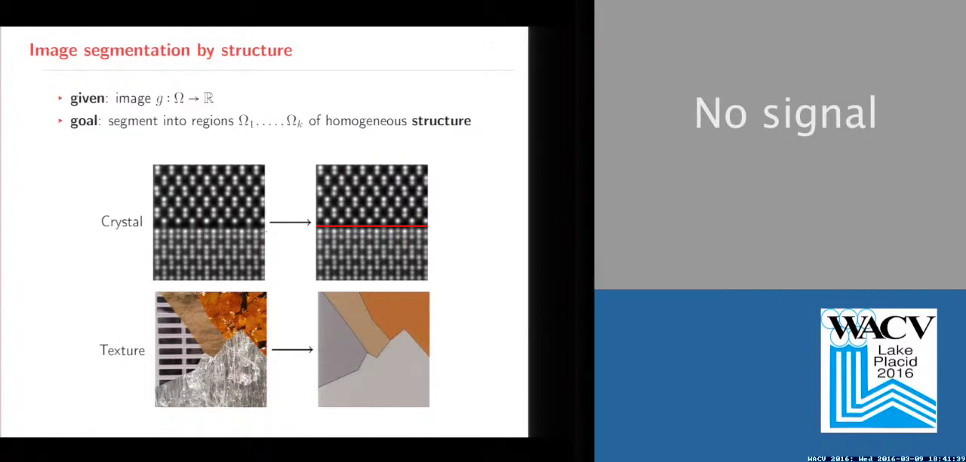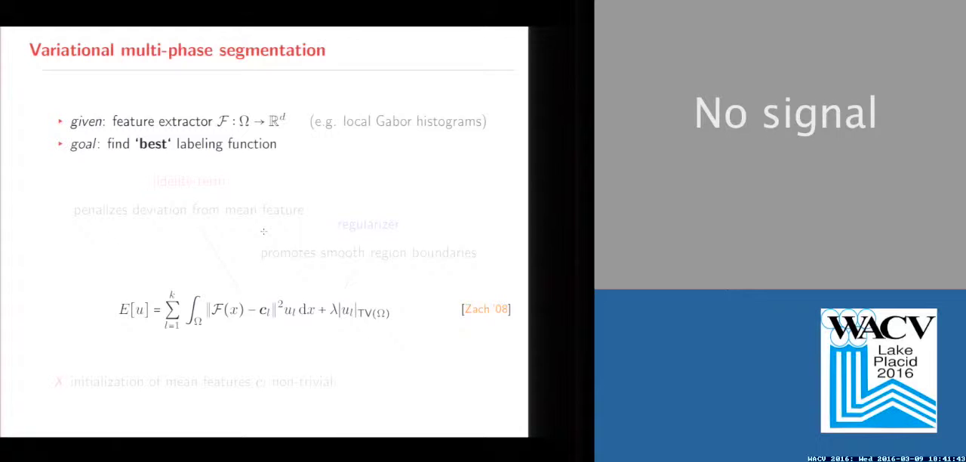But as far as our application is concerned, structure could be really anything as long as there is a suitable feature extractor, so a function that maps any pixel in the image to a feature vector, which can encode this kind of structure that you're interested in discriminating. And for instance, for textures, often Gabor histograms are used to give you a sense. And now the task, of course, is to find the best labeling function or segmentation.